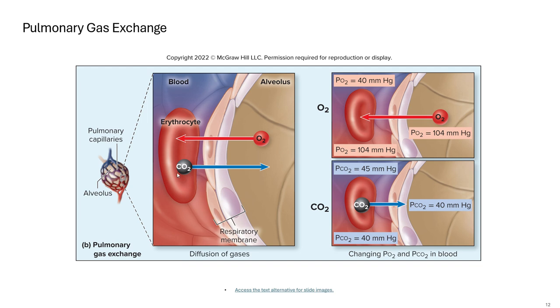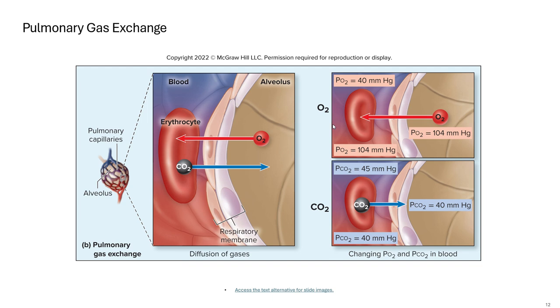How did the CO2 get in the blood? Well, it was produced as a byproduct of cellular respiration. We'll have whole separate lectures and discussions on cellular respiration in the future, but for now, it's a byproduct of our cells' metabolism. So it accumulates in the tissue and goes into the blood. So it's moving from the blood to the lung, and oxygen is moving from the lung to the blood.